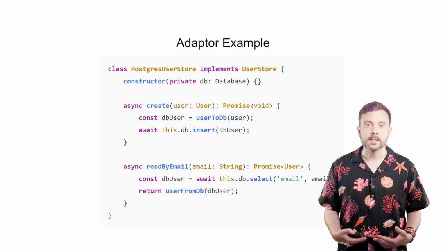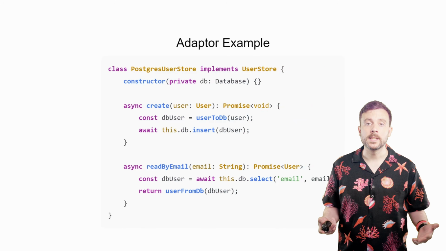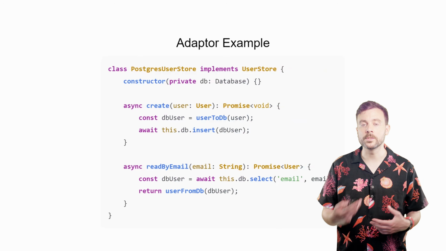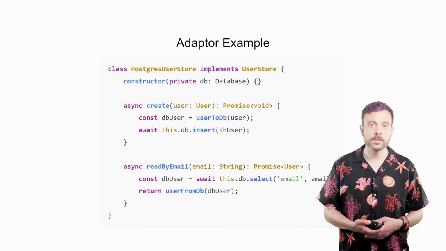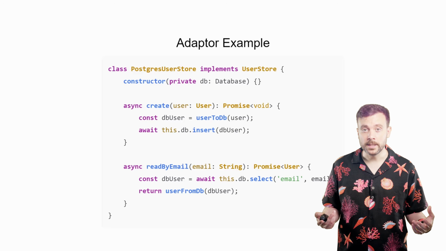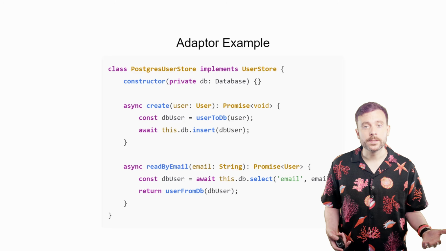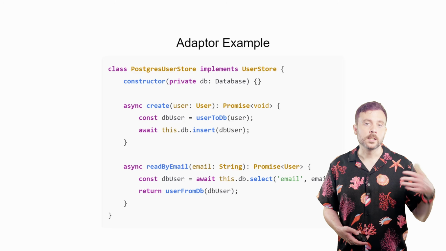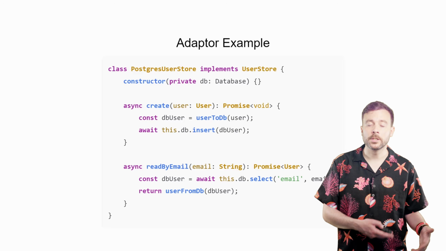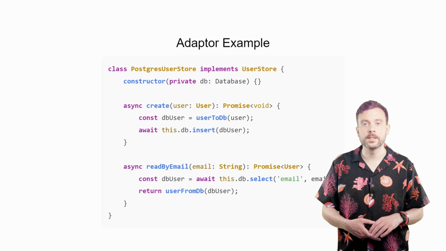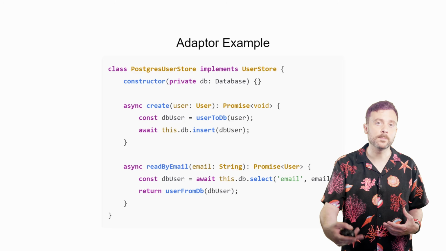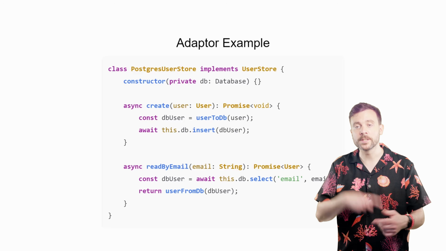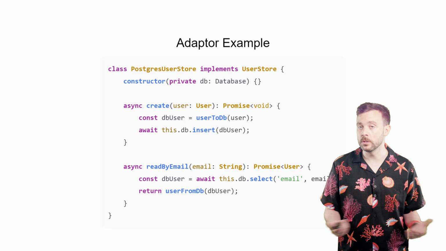Our adapter is going to, in this case, be the concrete version of this. This is going to be our Postgres example. So we've got our Postgres user store implementing our user store interface. Everything else is still the same. The constructor is the same. It takes the reference to the database. Our create method is still going to take a user, change it into what the database expects to see and send it to the database. And our get by email will take an email, get the user from the database, and then transform that back into what we think a user should look like.